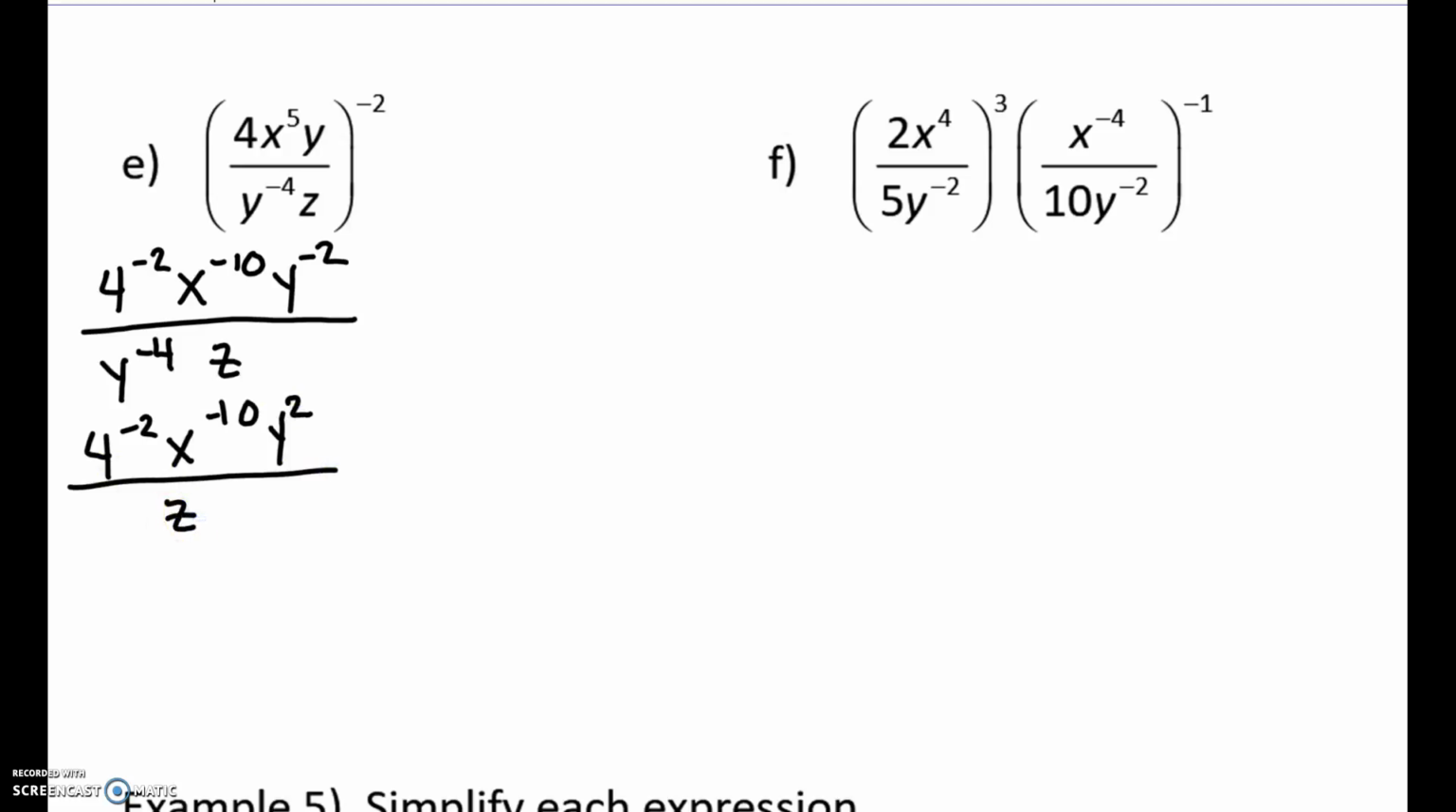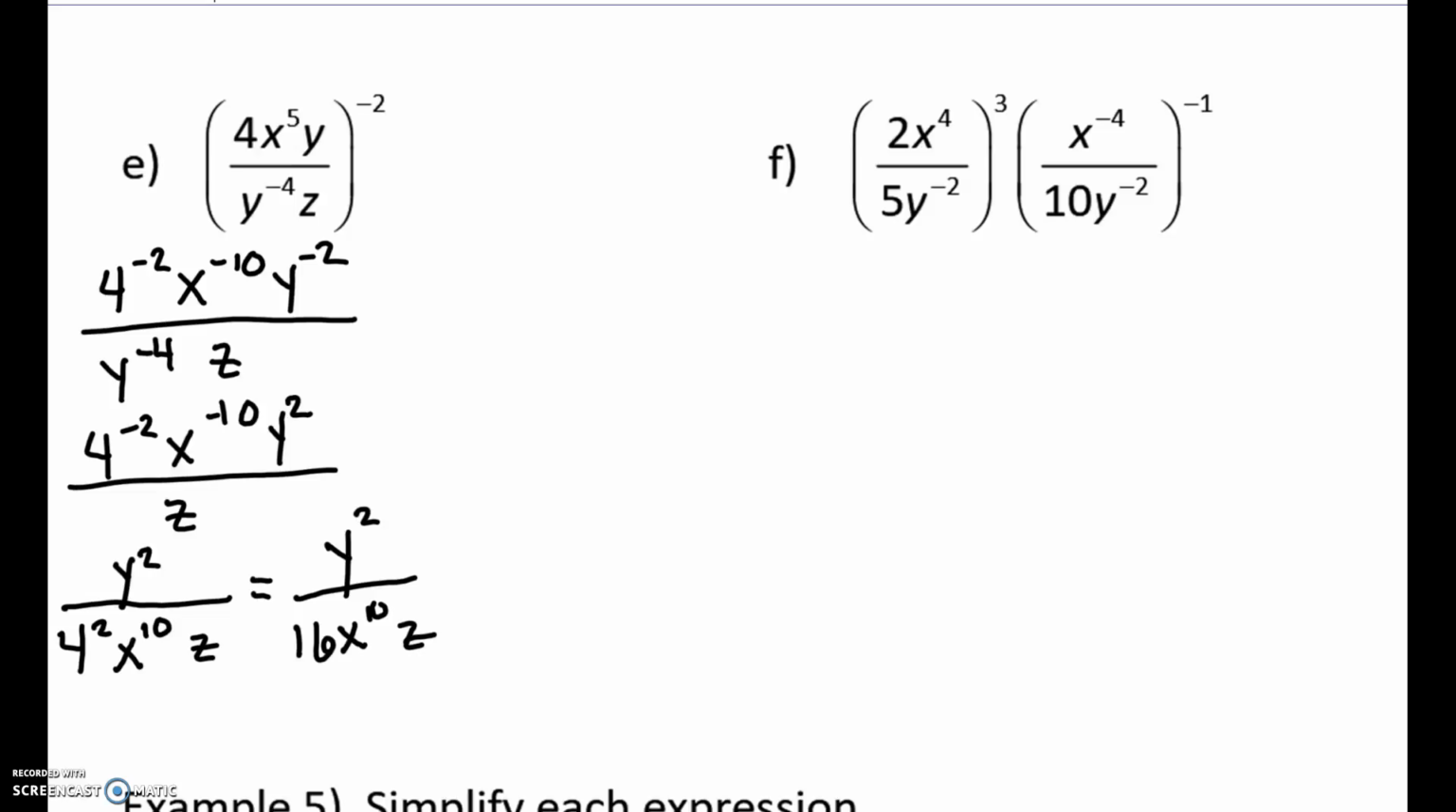And that's okay. And now anything with a negative exponent flips. So I would just keep the y squared in my numerator. Then my 4 squared, x to the 10th, and the z stays in the denominator. And I could even go ahead and multiply out the 4. So I get y squared over 16 x to the 10th z.